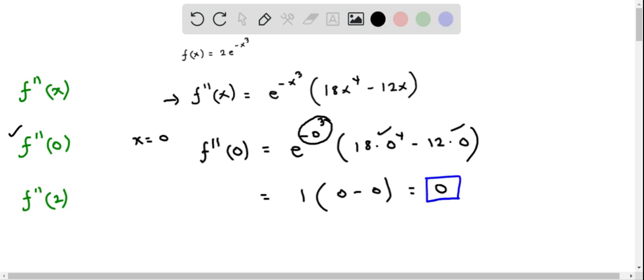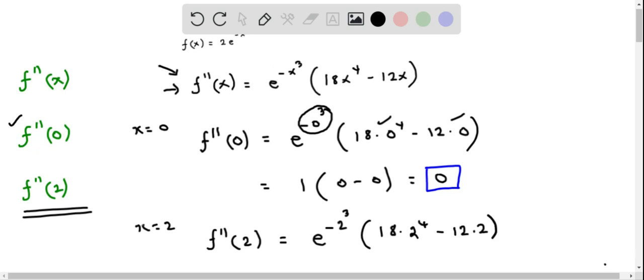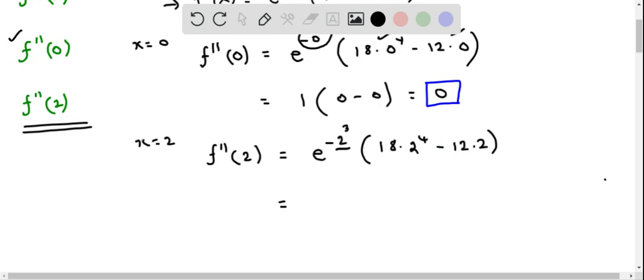Now let's determine the second derivative of f evaluated at 2. So we have to plug in x equal to 2 into the second derivative expression. So we get the second derivative of f at x equal to 2. This equals e raised to the power of, replace x by 2, negative 2 cube times 18 times 2 power 4 minus 12 times 2. And so negative 2 cube is negative 8. So this is e power negative 8 times 18 times 2 power 4 is 16, minus 12 times 2 is 24.